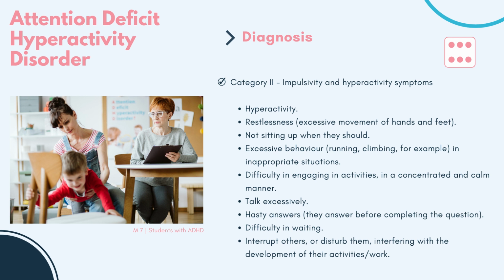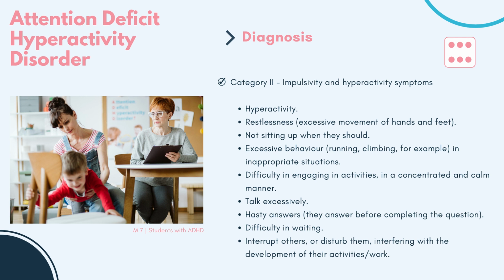Difficulty in waiting. Interrupt others or disturb them, interfering with the development of their activities or work. Although ADHD is mostly diagnosed at the school stage, some children may manifest characteristics at an early stage, such as difficult temperament with presence of stubbornness, challenging behaviors, presence in some situations of language delay, characteristics associated with autism spectrum disorder, learning difficulties and sensory problems.